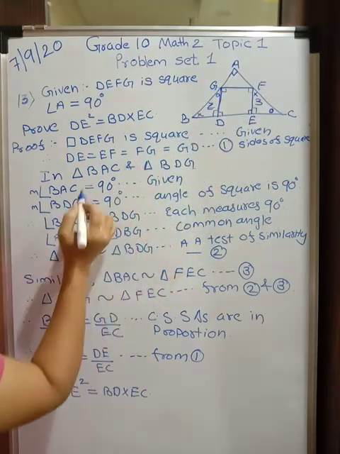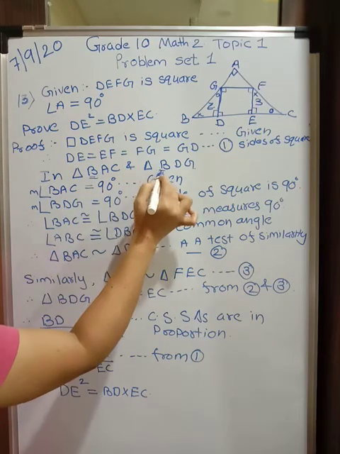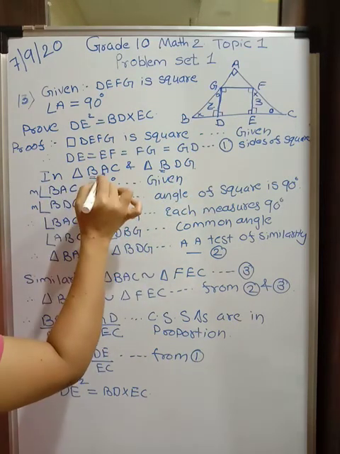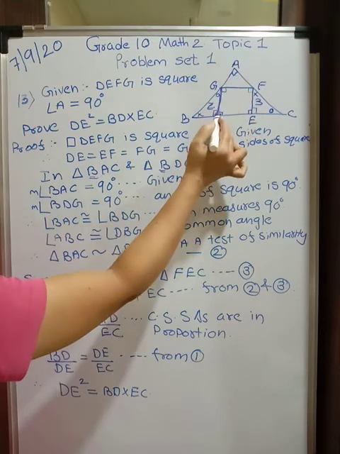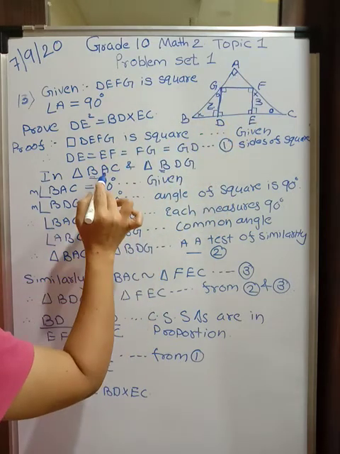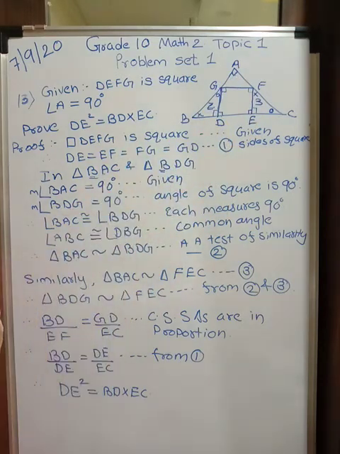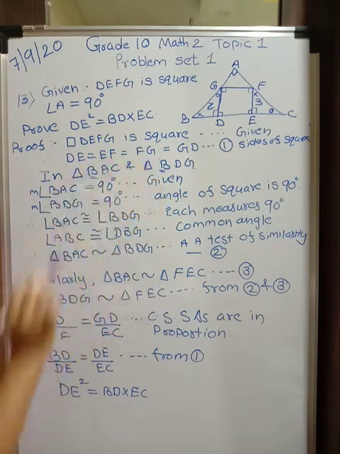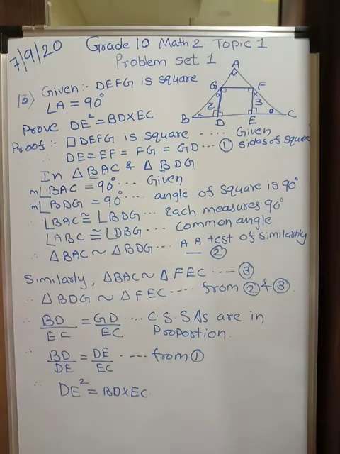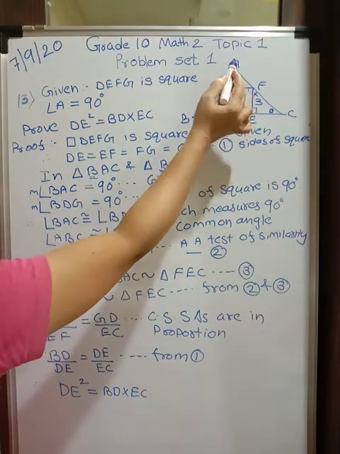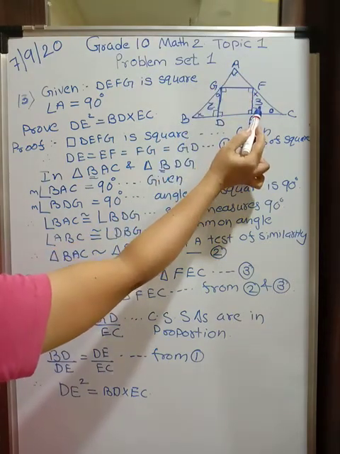Now why have I written like this? Angle B will be equal to angle B, which is the common angle. Angle A is given 90 and angle D is 90, so A will be equal to D, therefore 90. So two angles are equal, so both the triangles will be similar by AA test of similarity. Similarly, it goes for the first triangle and third triangle also.